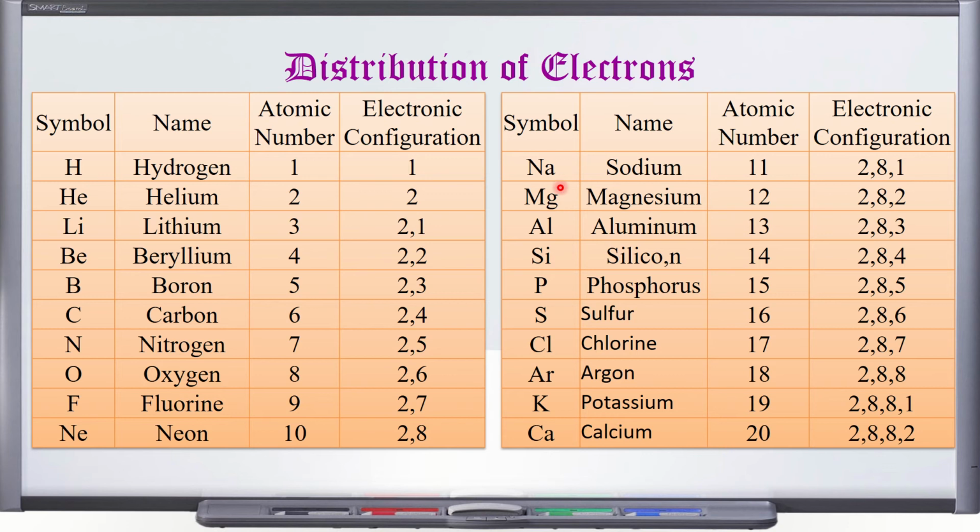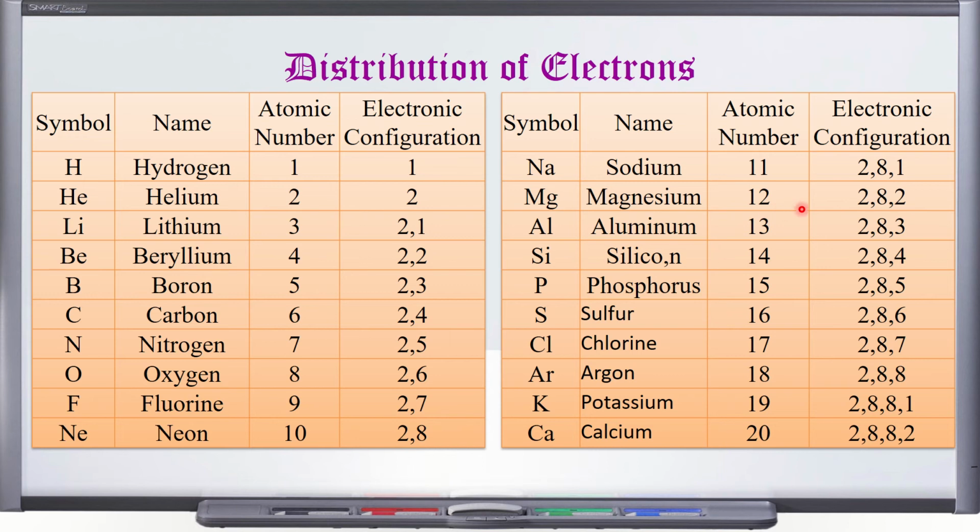But look, students, for sodium, if there are 2 electrons in the first shell, then there will remain 9 electrons. But 9 electrons cannot be contained by the second shell, because the maximum electron holding capacity of the second shell is 8. So the second shell holds 8 electrons, and the remaining 1 electron will go to the third shell. So the electronic configuration of sodium will be 2, 8, 1.